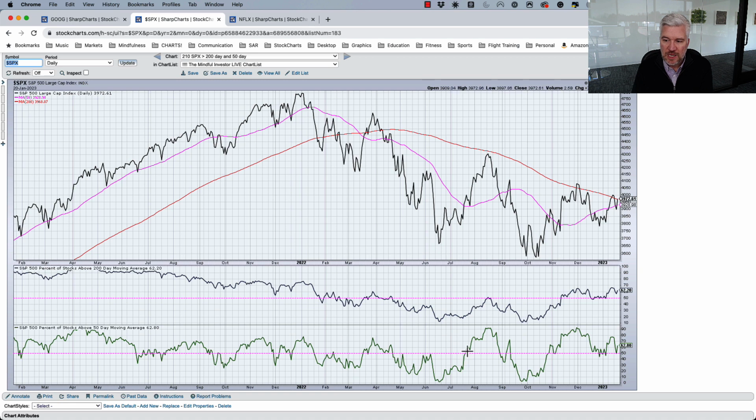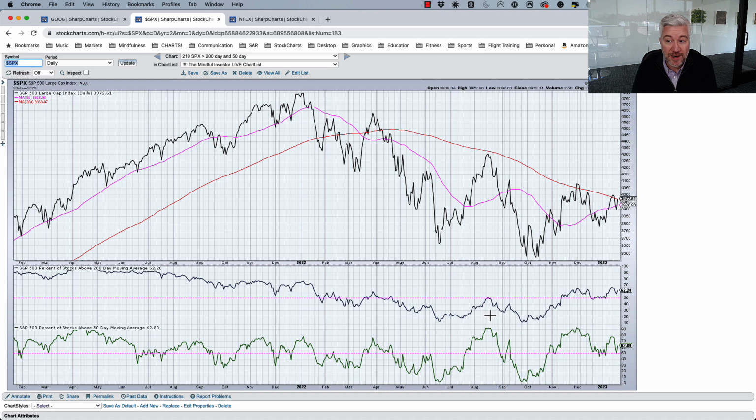So the indicator getting above 50% on the bottom tells you this is a bear market rally at least. At best, it could be the beginning of something further, but you'd want to see the percent above their 200-day also get above 50%. That's what we didn't see in sort of the second quarter of 2022.